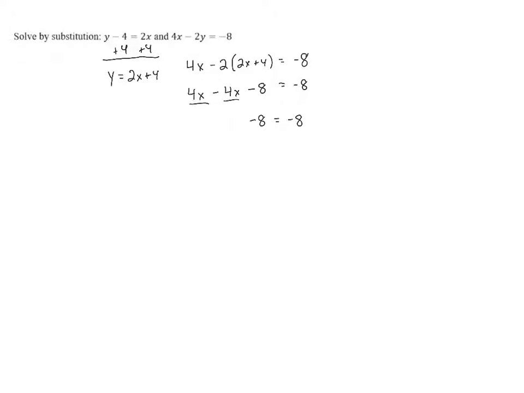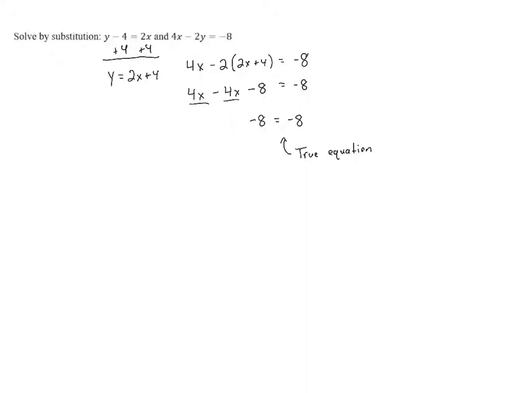This is interesting, because in the previous problems, when we used substitution to solve, we ended up with something like x equals 2, or x equals 0, or x equals negative 5. And here, we end up with negative 8 equals negative 8. This is a true equation. And we have to figure out how to interpret this.